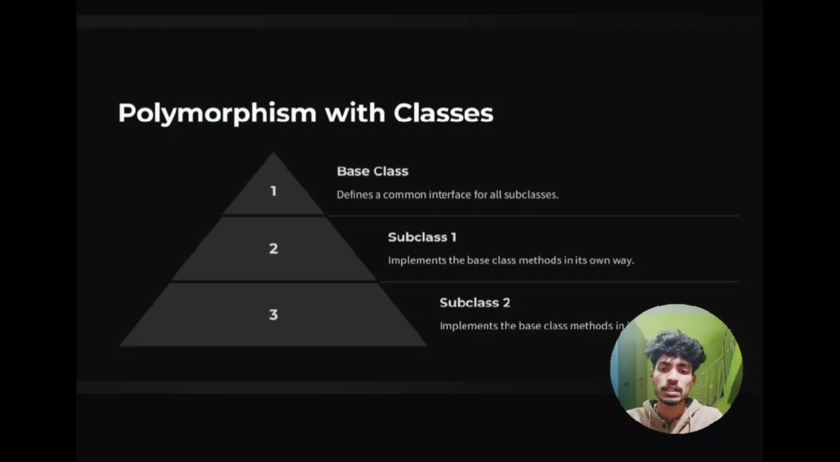Polymorphism with classes. The base class defines a common interface for all subclasses. Subclass 1 implements the base class method in its own way. Subclass 2 implements the base class method in its own way.